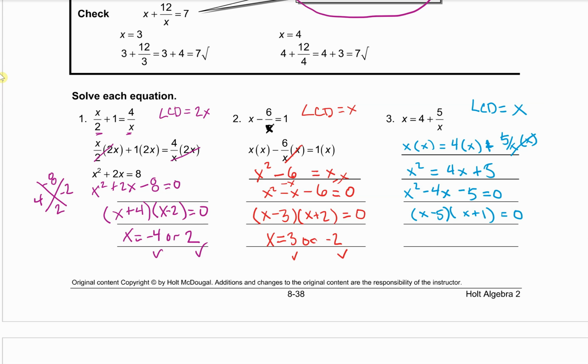That equals 0. So x equals 5, x equals negative 1. So go back and double check. Plug in 5. 5 over 5 is 1. 4 plus 1 is 5. That works. Negative 1. 4 minus 5 equals, yeah, that works too. So they both work. So that is where we're at.